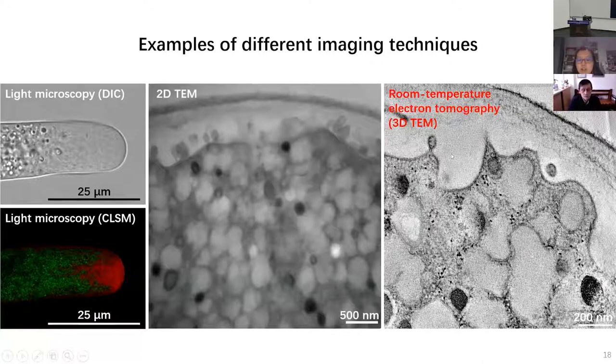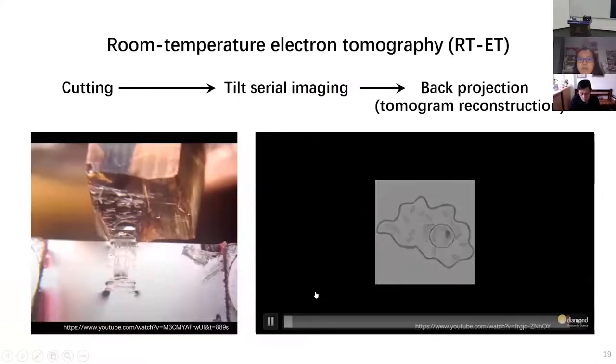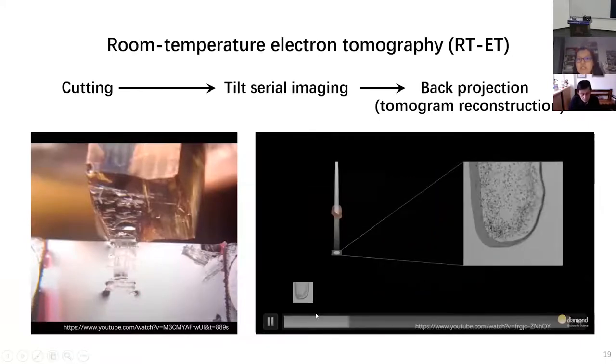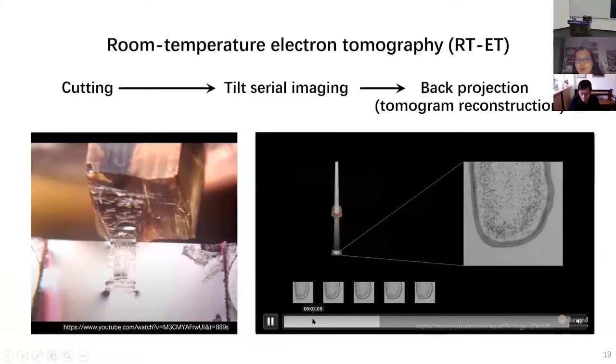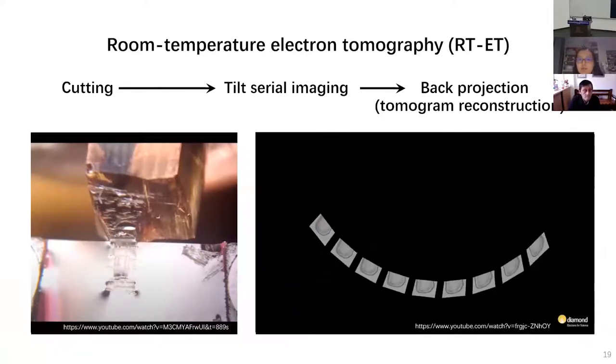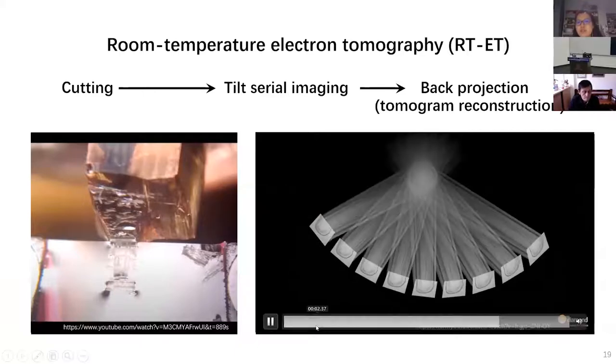In this technology, we first cut the samples into sections, usually 300 nanometers in thickness, then take multiple 2D projection images under the TEM over a wide range of viewing directions, followed by back projection of these 2D images to generate a 3D volume.